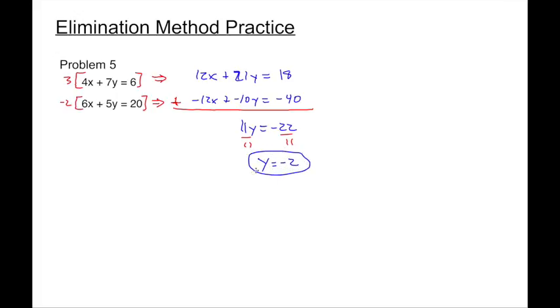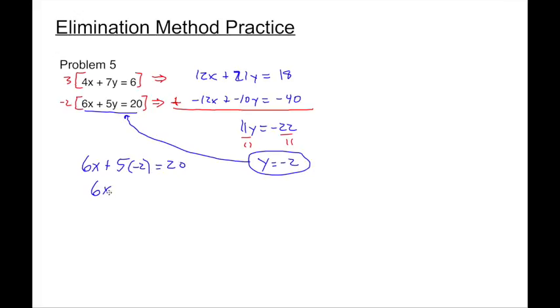So that's only half of my solution. That's my y value. Now I need to solve for x. So I'm going to plug it into one of these equations, and in this case I'm just going to use this bottom equation. So I have 6x plus 5 times y, but again, we just solved for y. Y is equal to negative 2, and all of that is equal to 20.